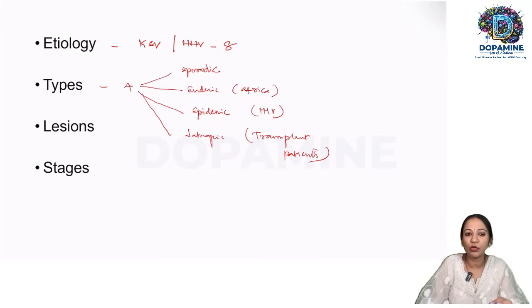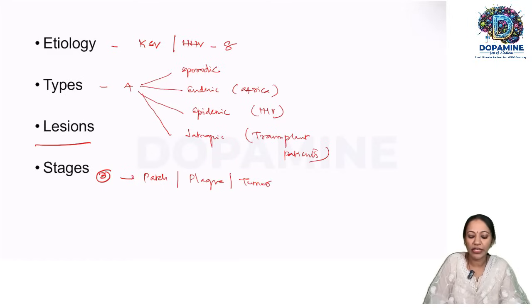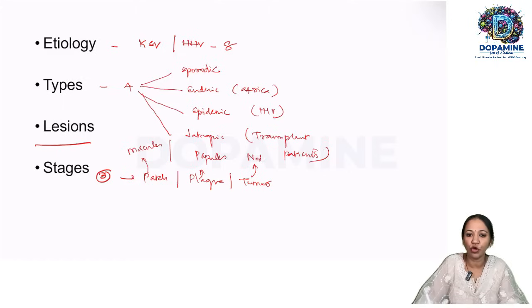And what are the lesions and what are the stages? There are basically 3 stages, which are the patch stage, followed by the plaque, followed by the tumor. For the patch, macules will be there. For the plaque, the person will have papules. And for the tumor, the person will have nodules. So these are the 3 lesions which are macule, papule, and nodule. The 3 stages will be patch stage, plaque stage, and tumor stage. So that is about Kaposi sarcoma.